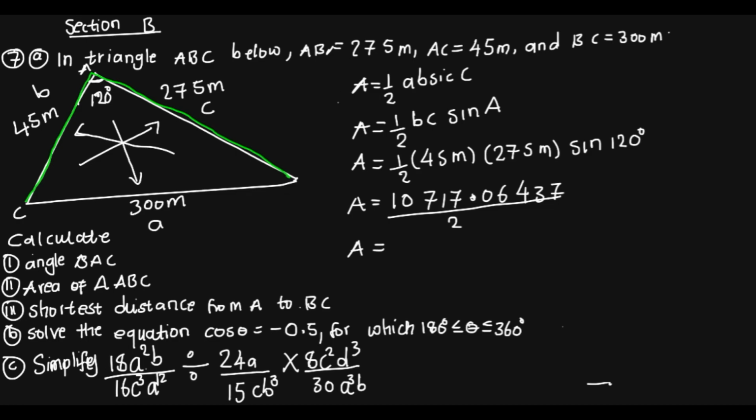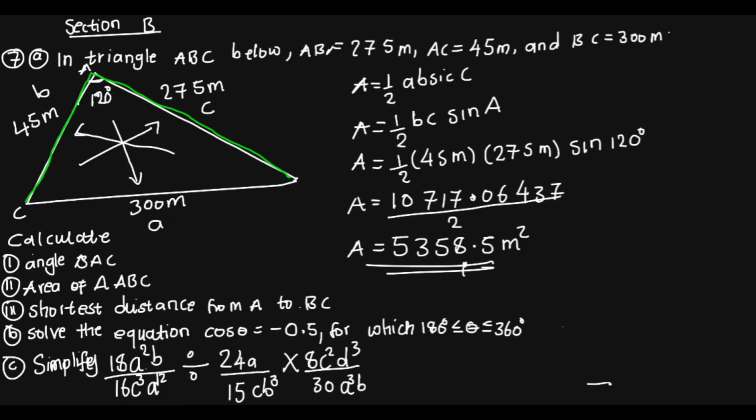So I'm getting about 5,358.5 meters squared. So the area, you need to have a squared, or if you want, we can round it off to the whole number, giving us 5,359 meters squared. So this is our area.